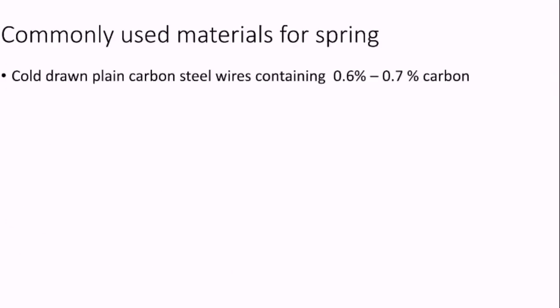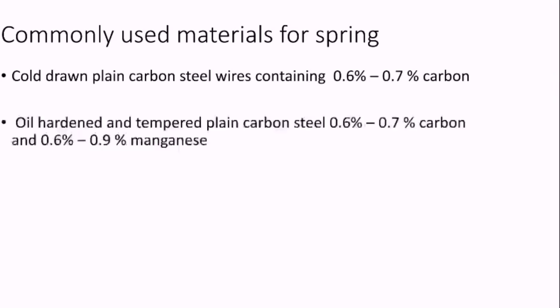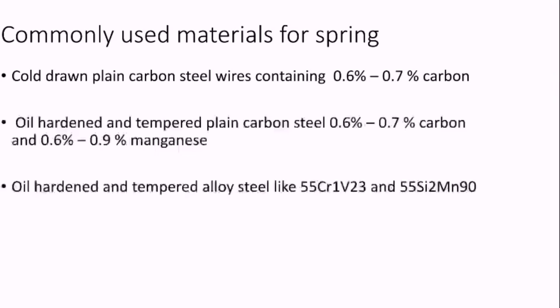The commonly used materials for springs are cold drawn plain carbon steel wires containing 0.6 to 0.7% carbon, oil hardened and tempered plain carbon steel with 0.6 to 0.7% carbon and 0.6 to 0.9% manganese, oil hardened and tempered alloy steel like 55Cr1V23 and 55Si2Mn90, stainless steel and non-ferrous materials.